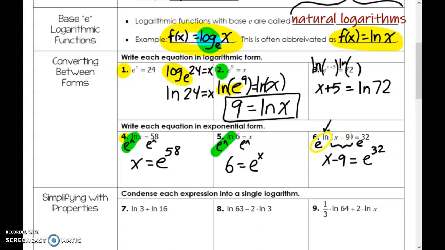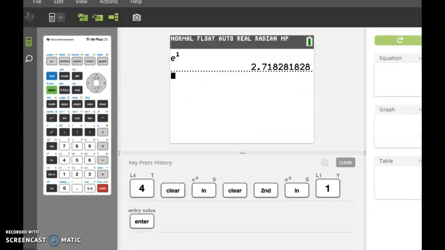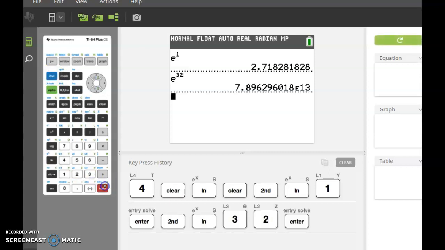And if we go back to our calculator, this is something we can actually solve because e to the 32nd power is a real number. So over on the natural log, if we hit e to the 32nd power, 7.8. So that's something, it is a real number.